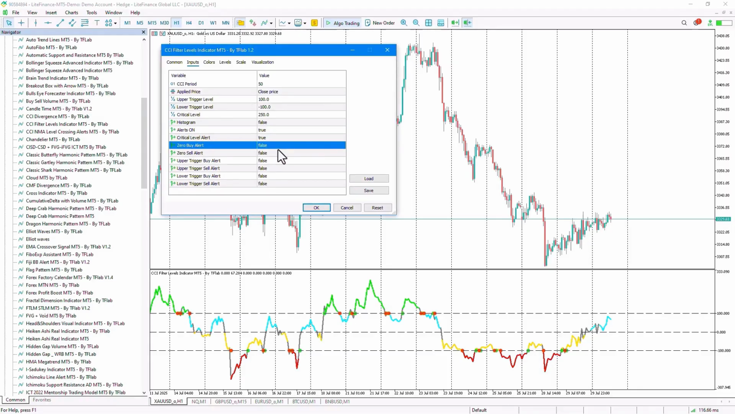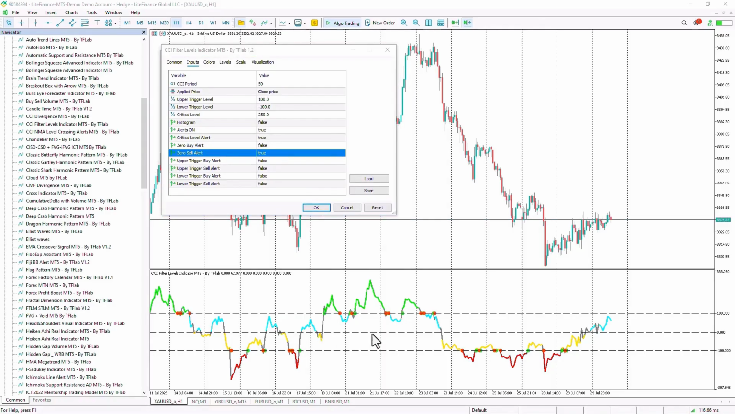In the next input, we can set it so that when the oscillator line moves above the 0 level, an alert is triggered for us, and we can enable or disable this status. When the oscillator line moves downward past the 0 level, we can set an alert for this situation as well, and by selecting this option, we can enable or disable it.